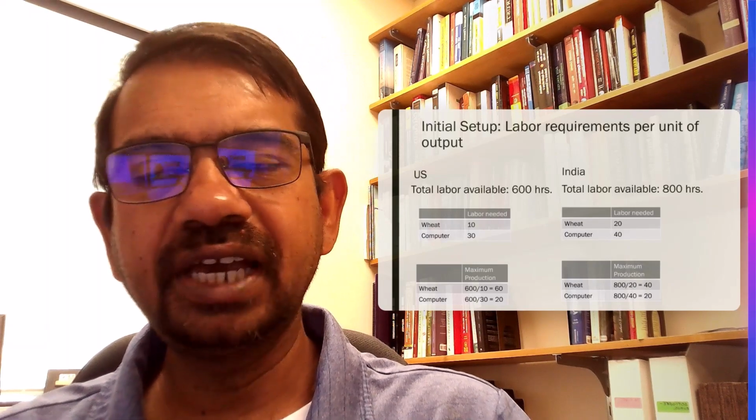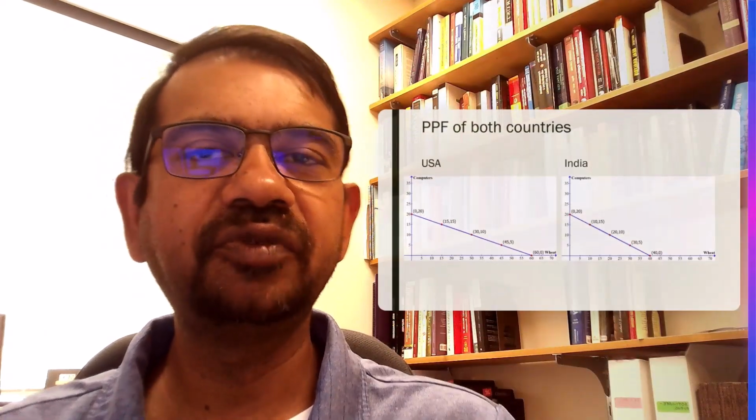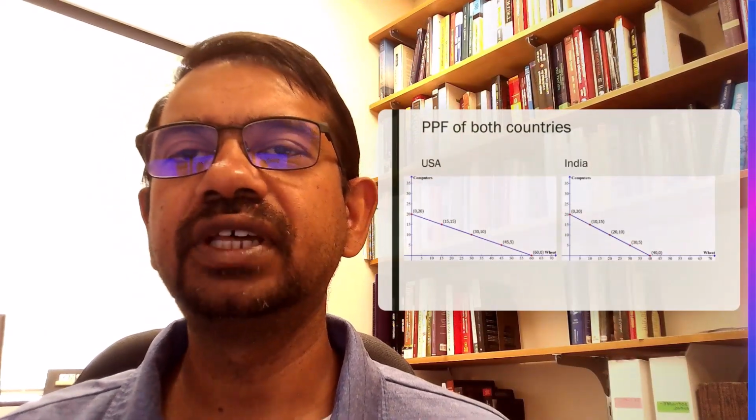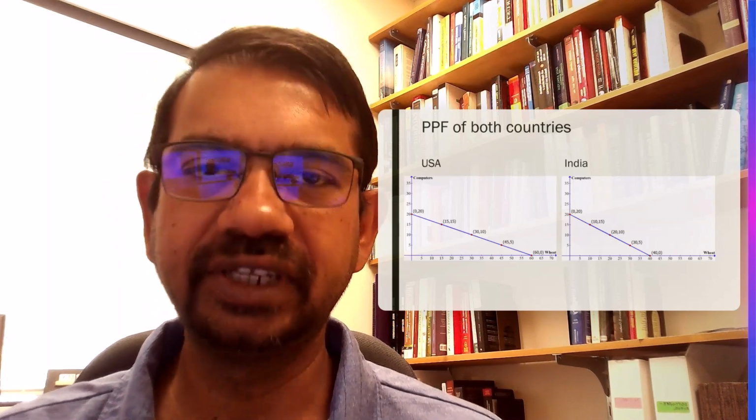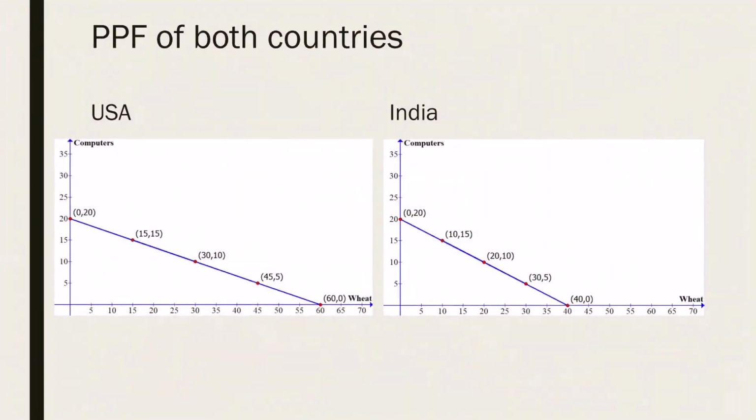The PPF will join these 2 points for each country, and any point in between will give us the combination of wheat and computers that fully uses all of the nation's resources. So for example, here we have three different intermediary points. If US devotes everything to computers, we get 20 computers. Devote everything to wheat, we get 60 wheat. And then similarly, we get the PPF boundaries for India as well.